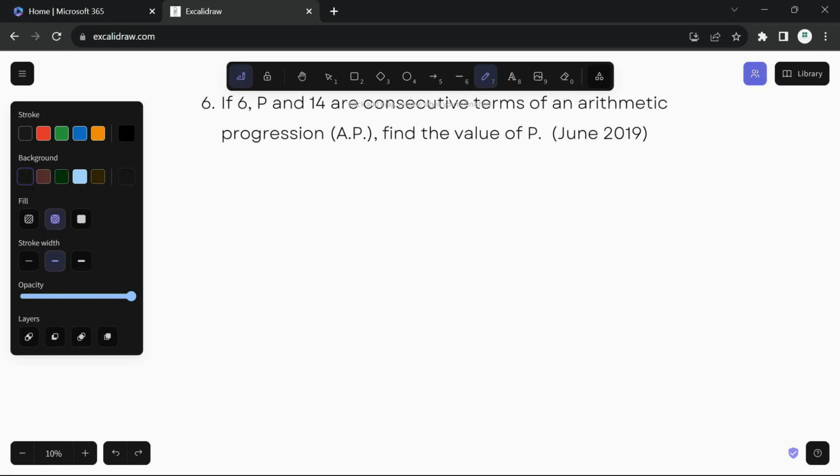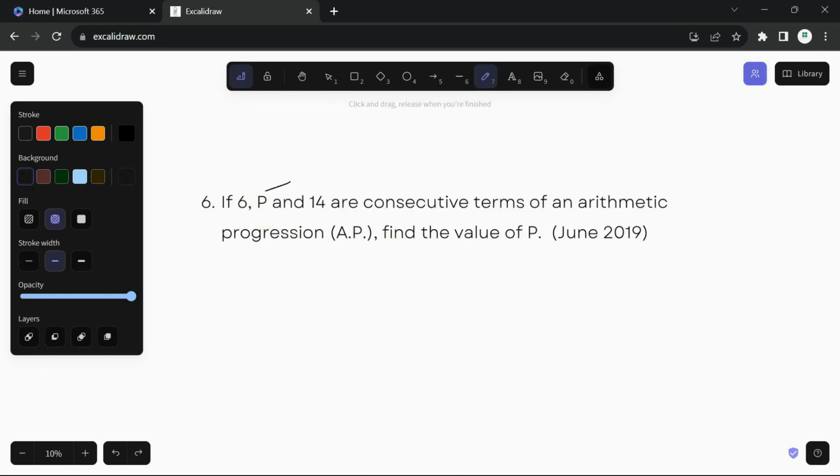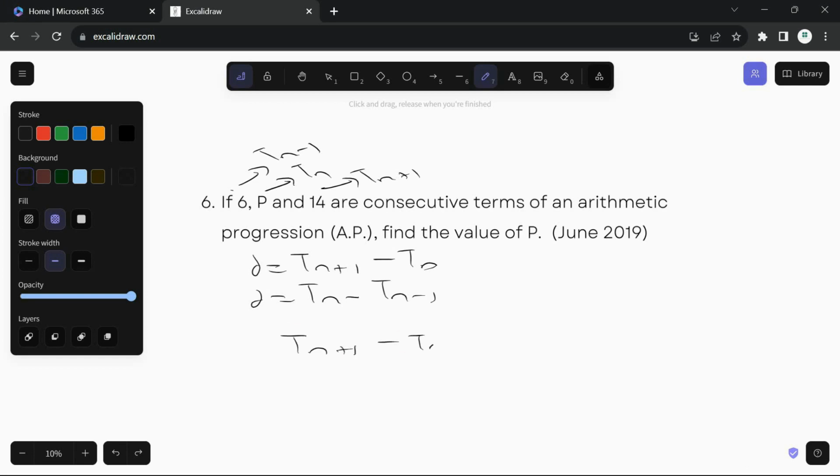So just like I did for that geometric progression, if this is Tn, this would be Tn plus 1, and this would be Tn minus 1. But instead of saying divided by, this time we'll be looking at difference. So d is the same thing as Tn plus 1 minus Tn. The d also is the same thing as Tn minus Tn minus 1. So if d is both of these guys, I could say Tn plus 1 minus Tn is equal to Tn minus Tn minus 1.